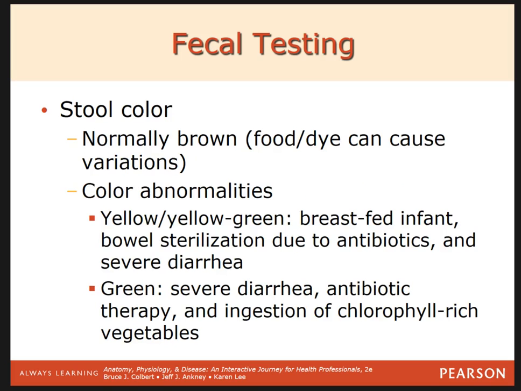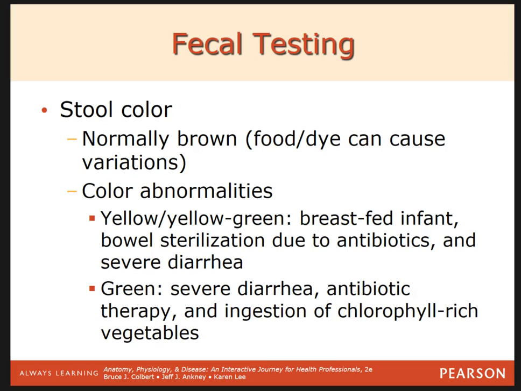Just like with urine, the color of the stool may also help identify something may be off. Normally, the color of a stool is brown. Food or dyes in foods could cause some variation in that color. But when it comes to abnormalities, if the stool has a yellow or a yellowish greenish color, it could be a breastfed infant, bowel sterilization due to antibiotics, and it could also be due to severe diarrhea.